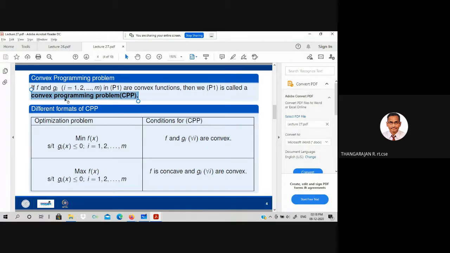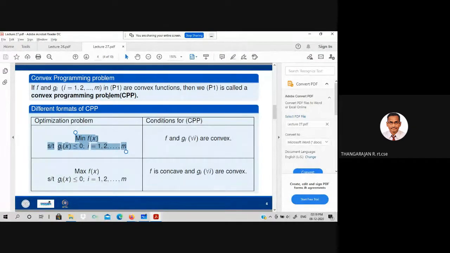Okay, and there are different types of convex programming problem, depending upon this. Suppose you are doing a minimization, and the function you are trying to minimize is convex, and the constraints are also convex. Then we call it a convex programming problem. In that case, g of i should be less than or equal to 0. If minimizing f of x and all g of i of x are less than or equal to 0, and f and g of i are convex, then we say it is a convex programming problem.